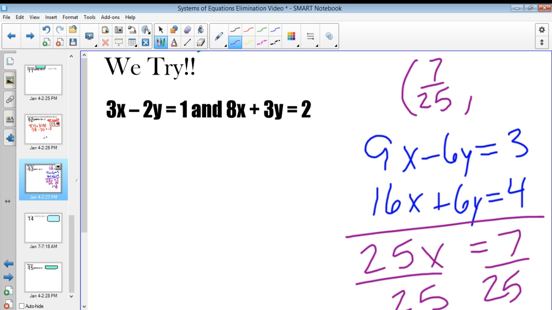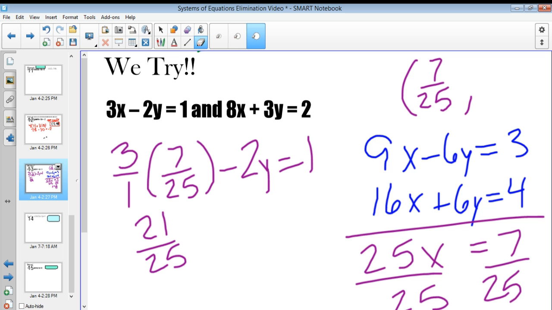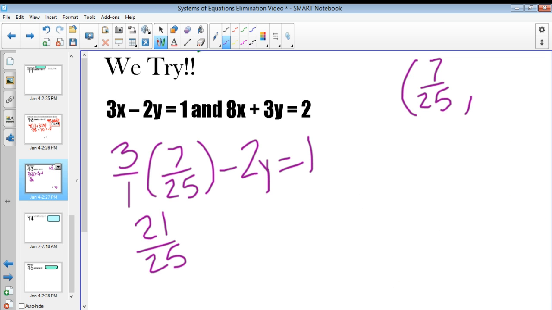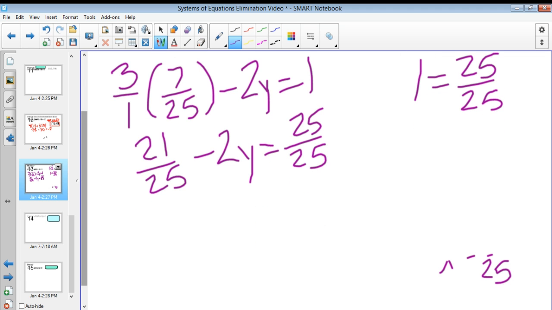So now I have to plug it in and try to figure out what my y value is. So I have 3 over 1 times 7/25 minus 2y equals 1, which gives me 21 over 25. And I'm going to be subtracting that from both sides. So I'm going to rewrite this 1 as 25 over 25. That way I have that common denominator of 25, which will allow me to subtract.